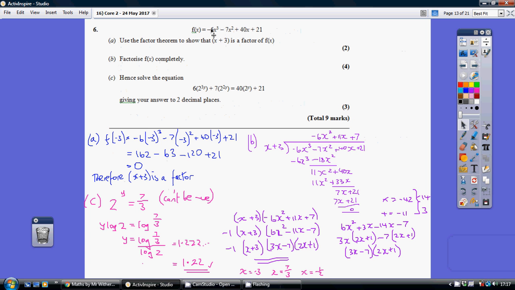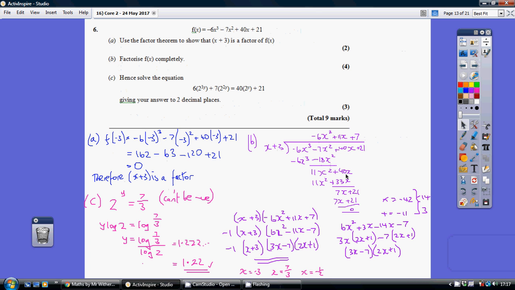So we have the function divided by x plus 3, which I've done over here. So here goes. We say to ourselves, x times what gives us minus 6x cubed? Well, that's minus 6x squared. So minus 6x squared times x is minus 6x cubed. Minus 6x squared times the plus 3 is the minus 18x squared. This take away this gives us plus 11x squared, and we draw down our plus 40x.